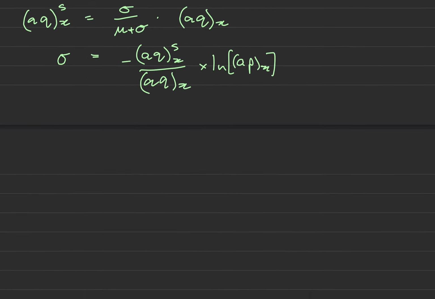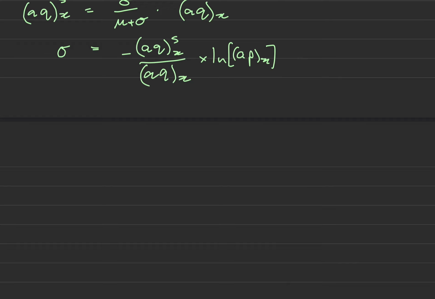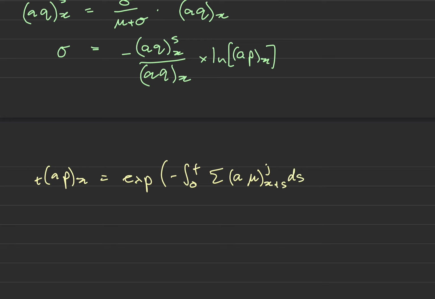Okay, now the relationship between our independent and our dependent probabilities is as follows. So t ap x is equal to the exponent of negative integral 0 to t, the sum of mu x plus s superscript j ds, where I'm just going to use j equals 1 until n, and I'm going to assume that that covers all the possible decrements. So j = 1, 2, 3, 4, 5, those are all the different decrements, and then we have n different decrements.